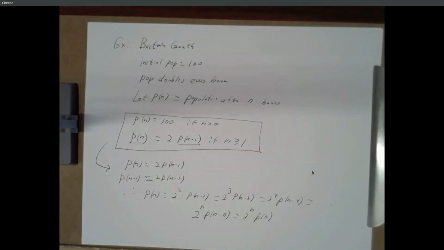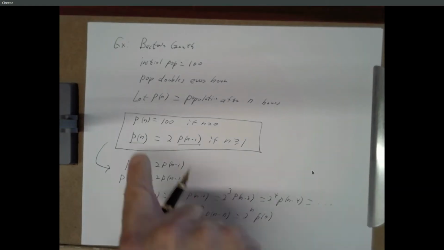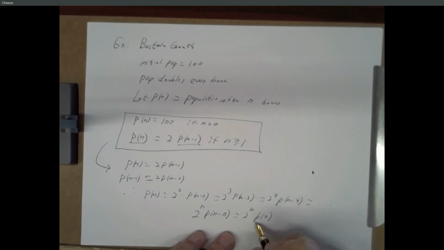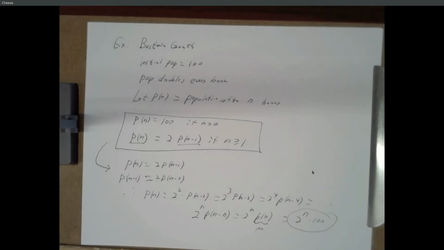And we can't say P of 0 is twice P of minus 1, but we know what P of 0 is. P of 0 is 100. So this is equal to 2 to the n times 100. And there's an actual formula for P of n. So this is sometimes called a solution for the recurrence relation. And it's a closed form representation.